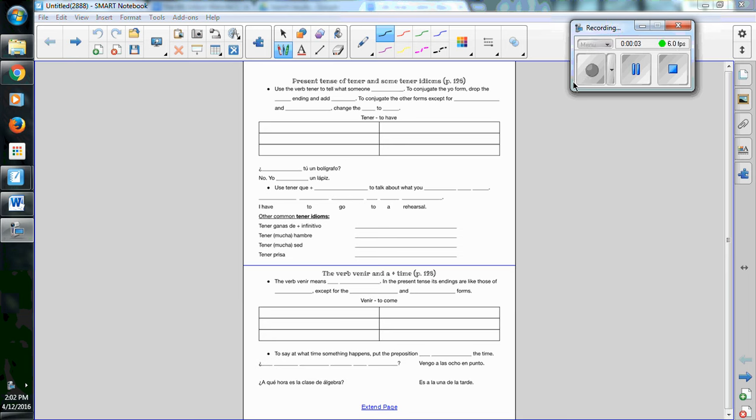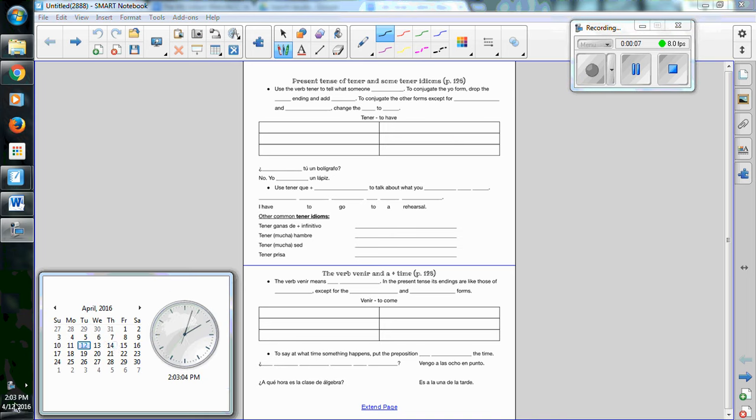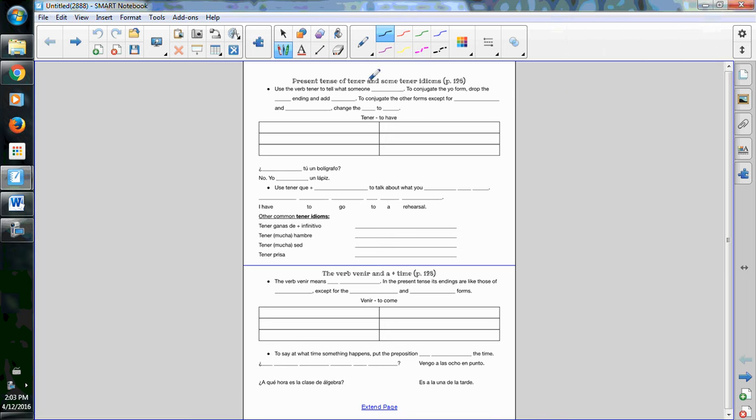Today I'm going to review tener and tener idioms, which is included on your grammar quiz, which is this Thursday, April 14th. So looking at our notes on tener and some tener idioms, you should have these all filled out. But we use the verb tener overall to tell what somebody has. Okay, we know the verb tener means to have, so we use it to tell what one person has.